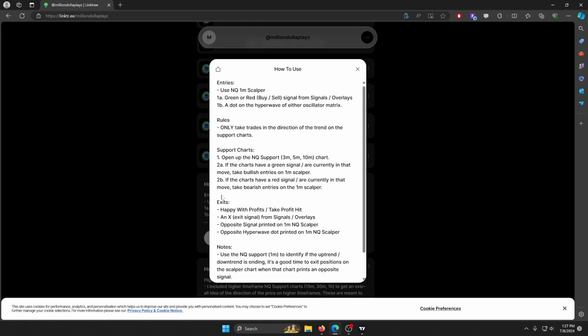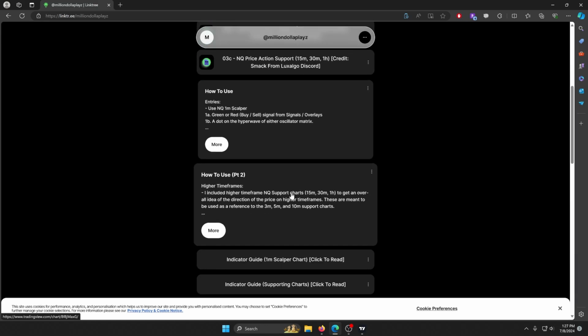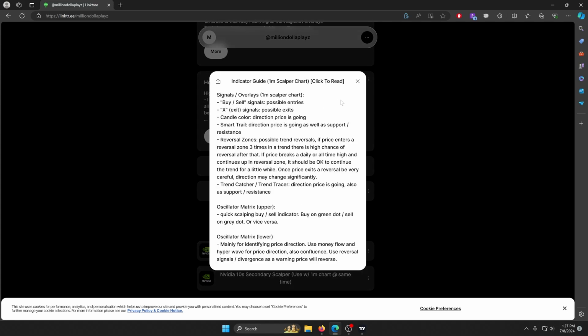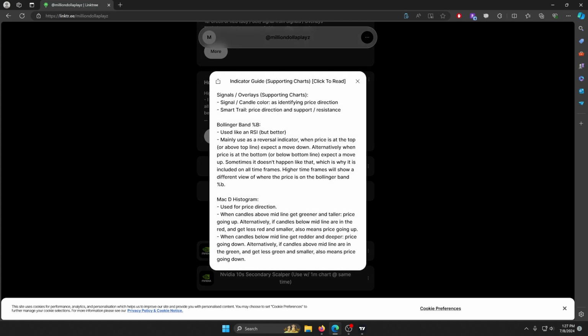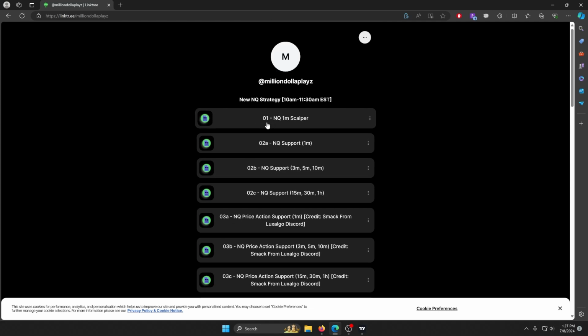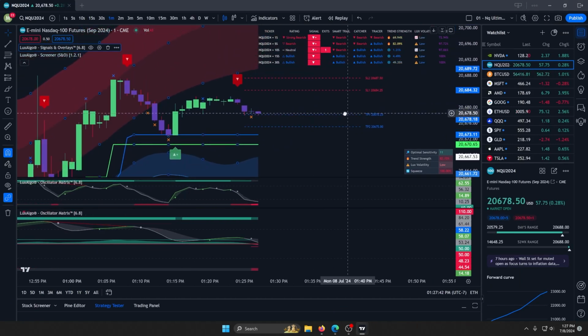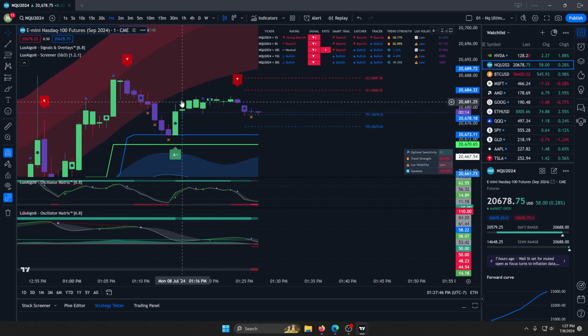Also, the instructions are right here on the link tree that you can follow along. It'll explain everything going on with the charts. But this is basically your main chart, which is the NQ 1 minute scalper. And you take all your trades here, but you don't use this necessarily first.